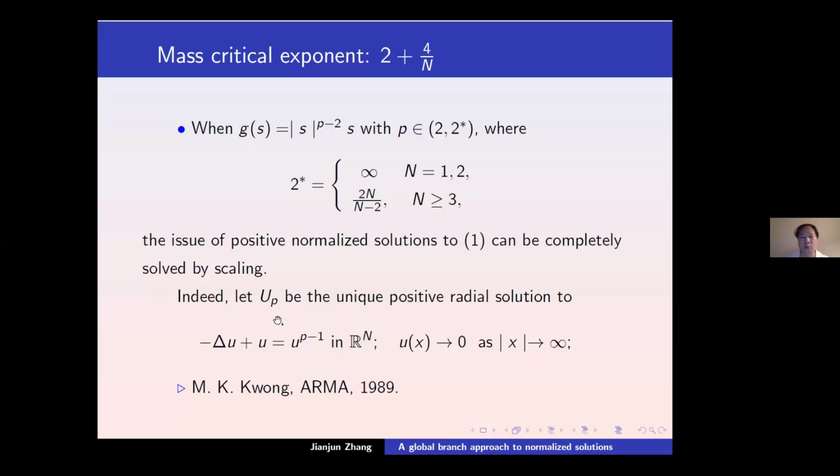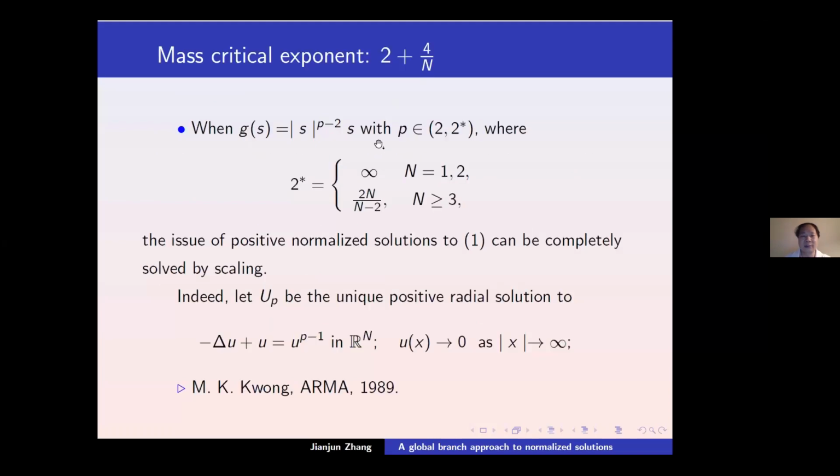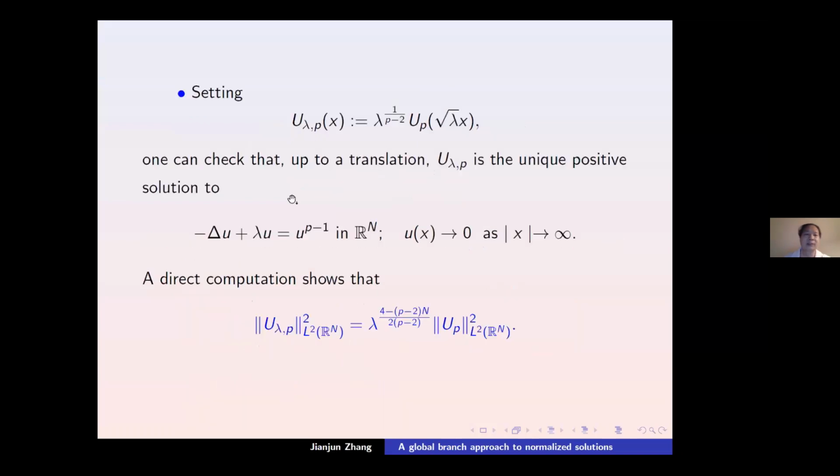Also, UP is a solution. Also, UP is non-degenerate. So now we can give the scaling of UP as the following. Then we can use the unique positive solution of this problem to construct the unique positive solution of this problem with the mass lambda.